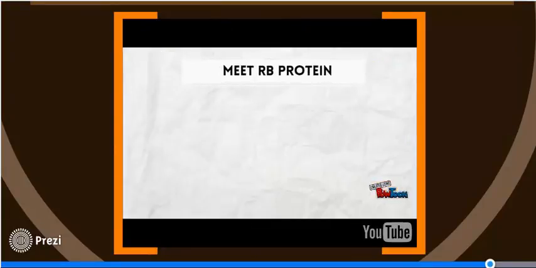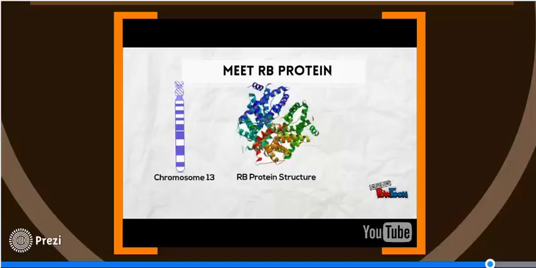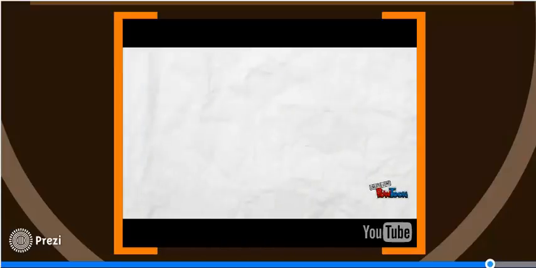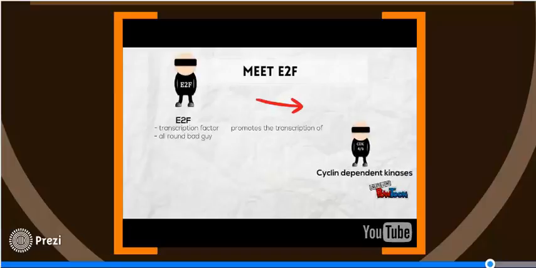The tumor suppressor protein retinoblastoma is found on chromosome 13. Retinoblastoma's structure has two domains, A and B, that form a pocket domain permitting binding of E2F. You can think of him as your friendly police officer. E2F is a transcription factor that promotes cell cycle progression by producing proteins, including cyclin-dependent kinases 4 and 6 and cyclin D.